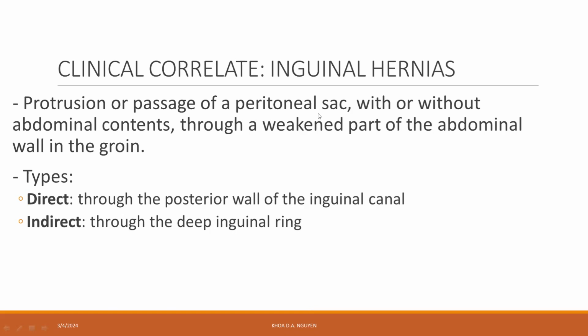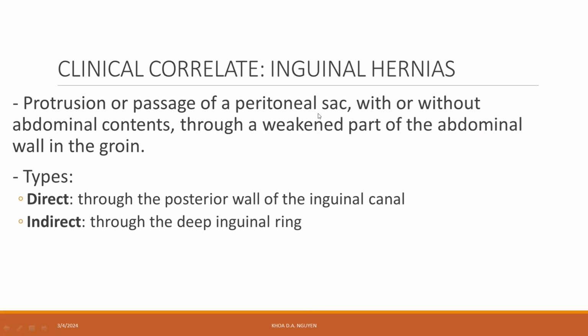Okay, and there are two types of inguinal hernia. There's a direct type and an indirect type. Okay, the direct type, also called direct inguinal hernias, is a hernia that occurs through the posterior wall of the inguinal canal. Okay, now the indirect inguinal hernia is going to be the herniation of a peritoneal sac through the deep inguinal ring.